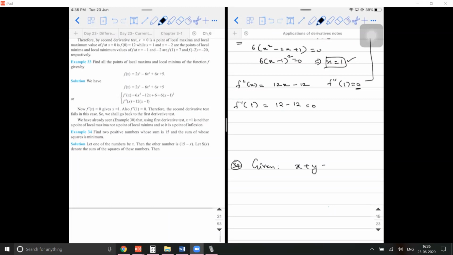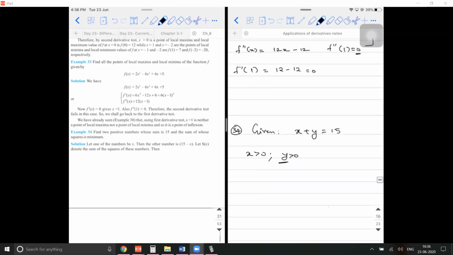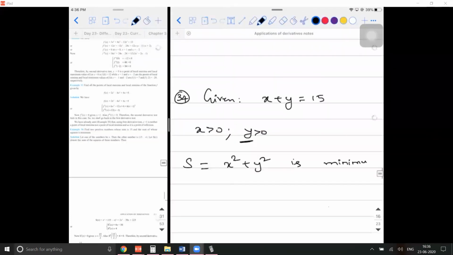So what is given? x plus y is equal to 15, where x is greater than 0 and y is also greater than 0. If you treat them like a point, that point belongs to the first quadrant. And what are they saying? The sum of whose squares, x square plus y square, is minimum. So s is x square plus y square.